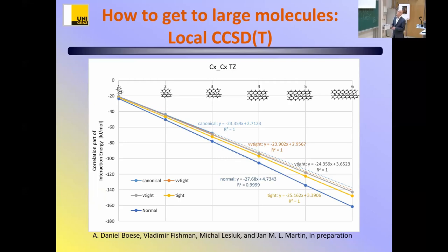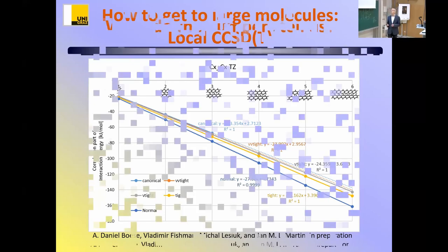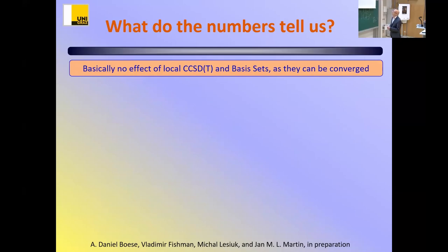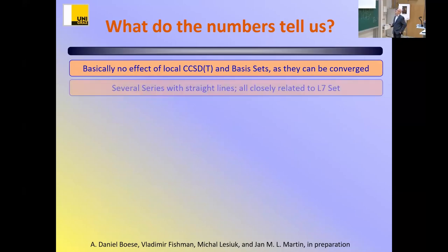And then you can say, well, it may not be the basis set, perhaps it's the local coupled cluster. You see here, all those R squared values are basically one or very, very close to one. Straight lines, perfect straight lines. And then we can, of course, just compare the canonical to the very, very tight, very tight, tight, normal. Normal is, of course, something which you wouldn't do. You see here, you're very far off, but you're approaching the canonical value. And this means it can't be local coupled cluster either. So basically, this means we have no effect of the local coupled cluster in the basis set, and they can be converged if we go to ever better systems or ever larger basis sets and so on.